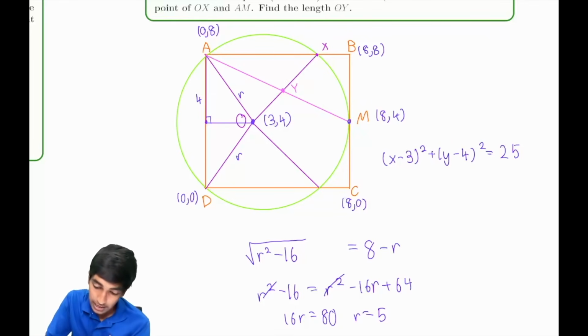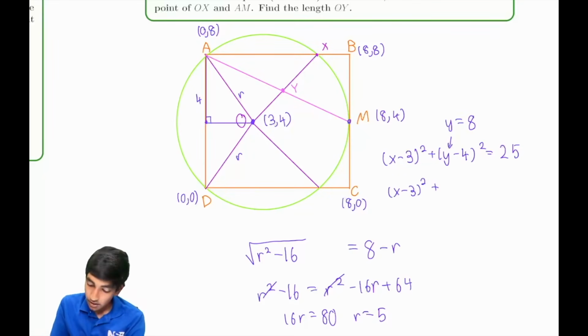And now we want to find x. Well, we want to intersect the circle with this line. Well, this line has just an equation of y equals 8. So we just plug in y equals 8 over here, because we want to intersect it in order to find the x coordinate. So we get x minus 3 squared plus 8 minus 4 all squared, which is 16, is 25.